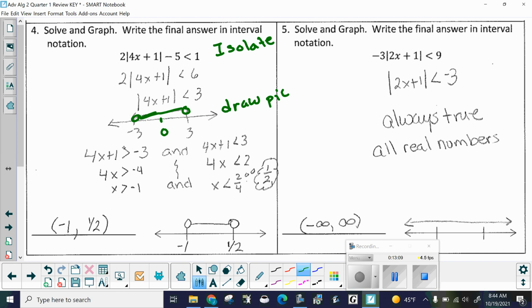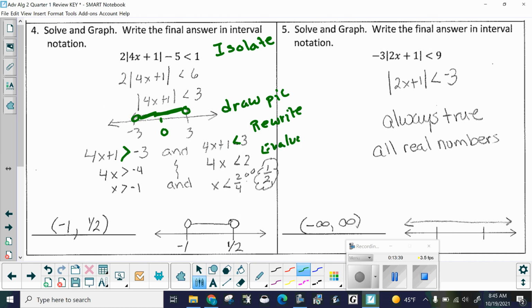Now the stuff inside the absolute value, 4x plus 1, it's to the right of negative 3, so it's greater than negative 3. And I recognize the in-between is and. The 4x plus 1 is to the left of 3, so it's less than 3. So here is where I use my picture to help me rewrite my absolute value inequality as a compound inequality.